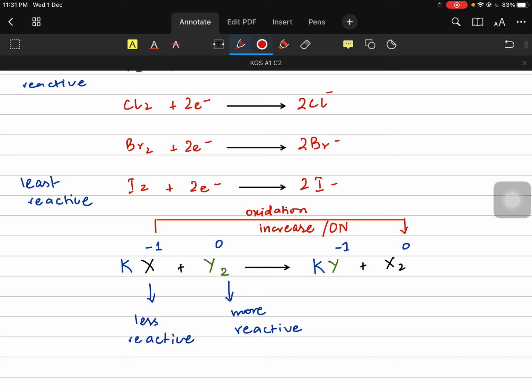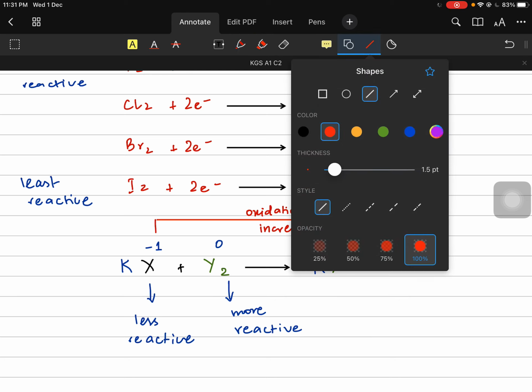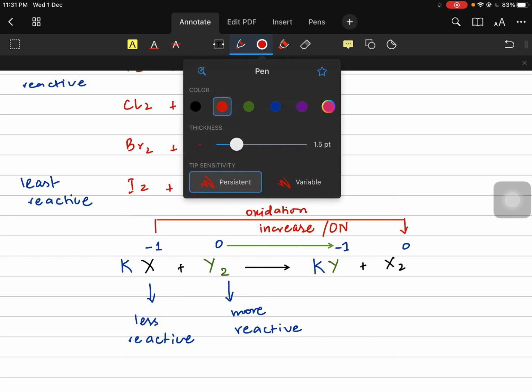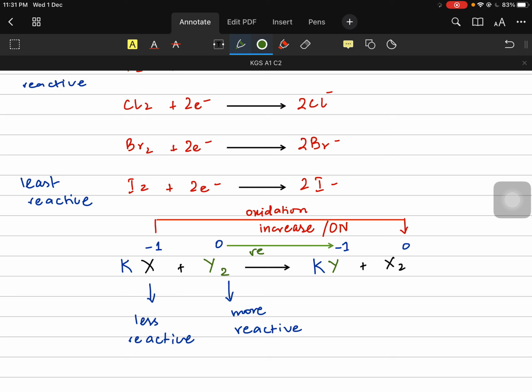What about the Y? Y is actually a decrease in oxidation number. So Y has technically decreased the oxidation number starting from a 0 to a -1, and that is essentially a reduction, because that's a decrease in oxidation number over here.